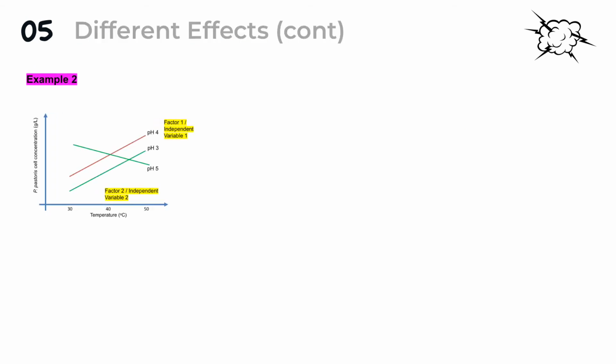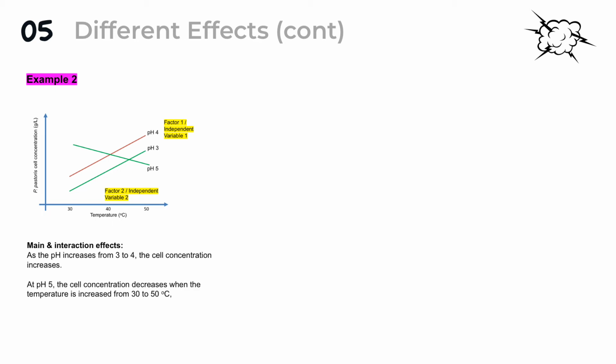The second example is given as follows. You can see that one profile is not parallel anymore, which is the profile of pH 5, whereas the other two profiles, pH 3 and pH 4, are still parallel. So how to describe the main effects and the interaction effects of this graph? Since there is an interaction, it's very hard for us to separate one factor from another. So in order to describe both effects, we can just combine the two and explain it in two descriptions.